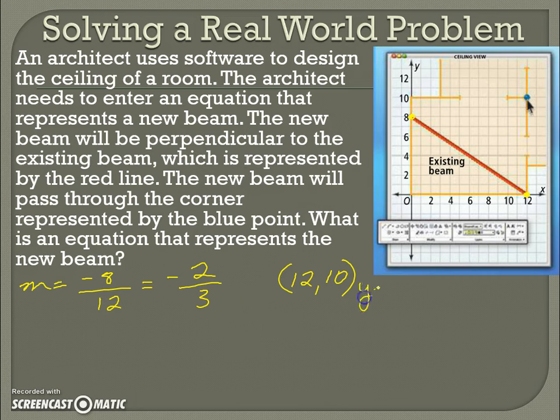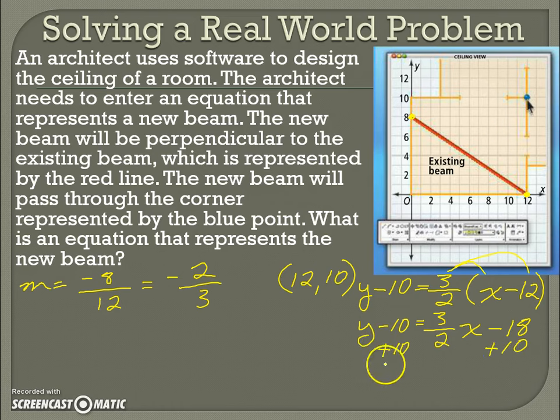So then I go and do what I've been working on so far. So I got y minus the y value equals the opposite reciprocal of this, 3/2, and then x minus 12. And then I solve for this. All right, so let's distribute my 3/2. Minus 18 plus 10. Y equals 3/2 x minus 8.